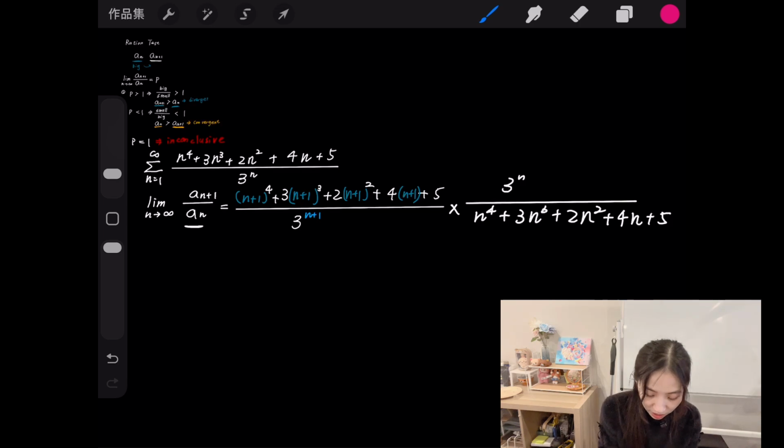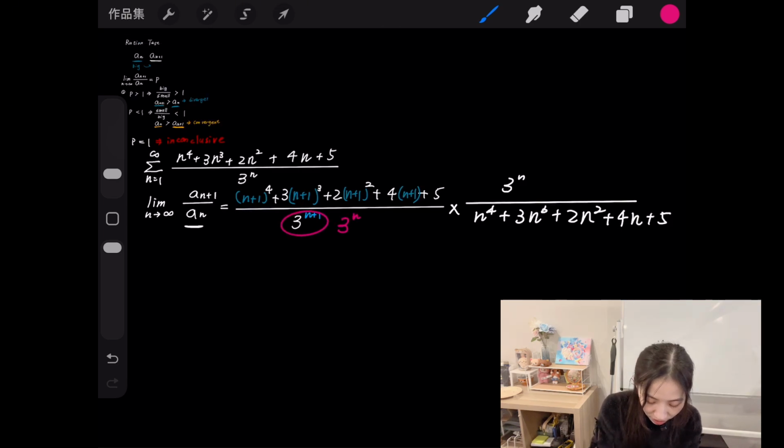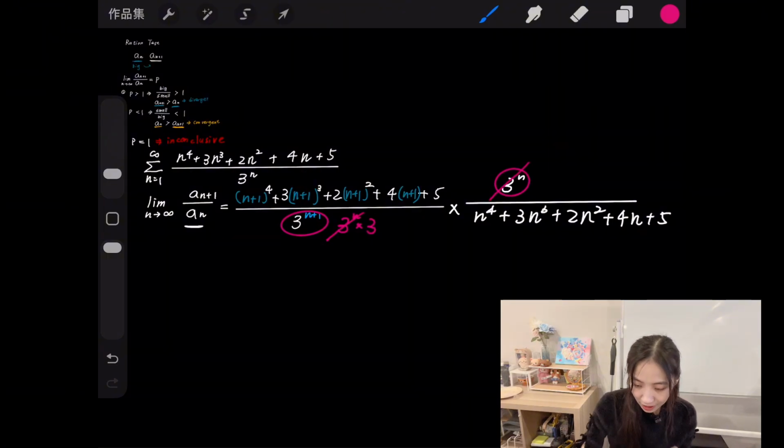As you can see here, 3 to the power of n plus 1 will be 3 to the power of n times 3, which we can cancel here. So 3 will be left. And then the other one doesn't really matter because we can put the greatest power on the denominator, like here. You can simply just put it here.